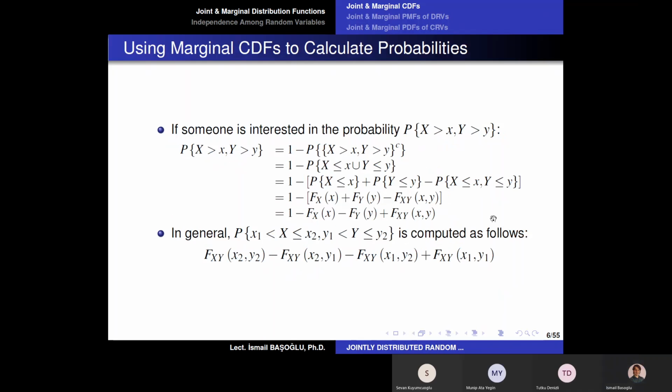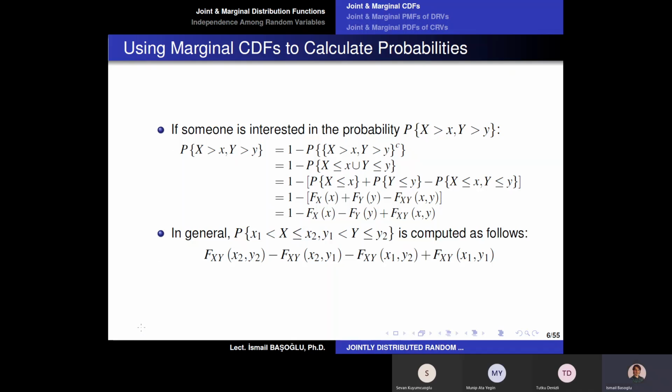Now, let's move forward. Suppose now someone is interested in the probability of X being greater than x, and at the same time, Y is supposed to be greater than y. Okay? So how do I represent this probability? I am just going to open a paint file again.